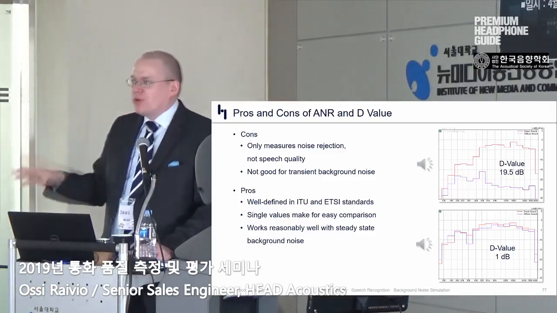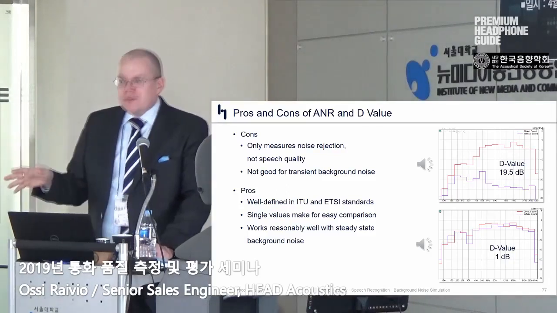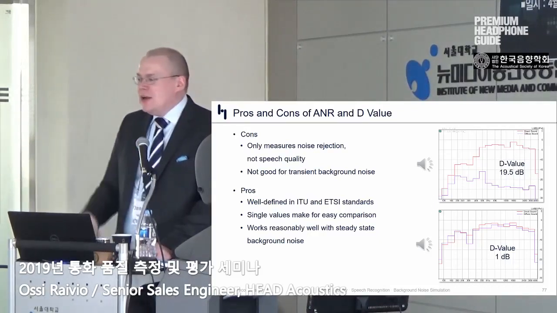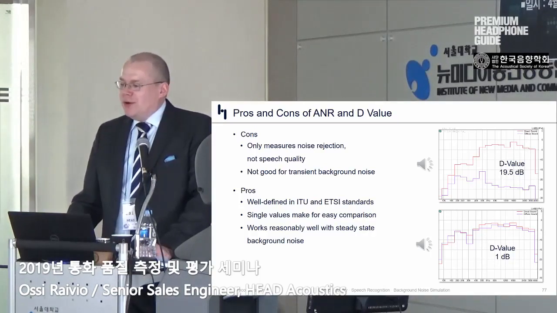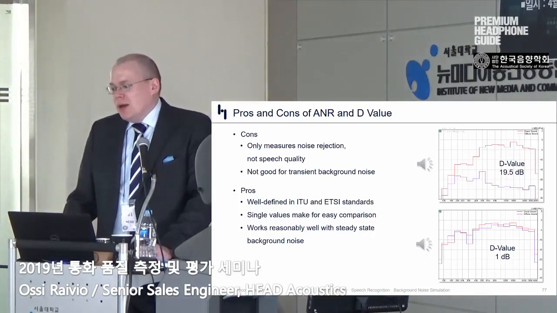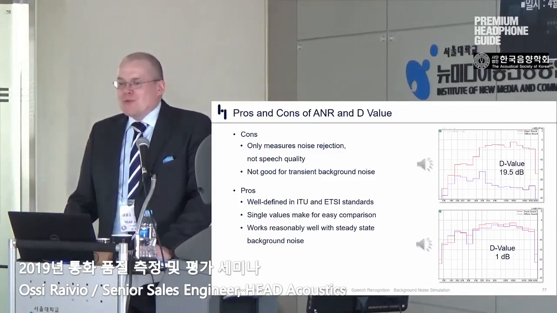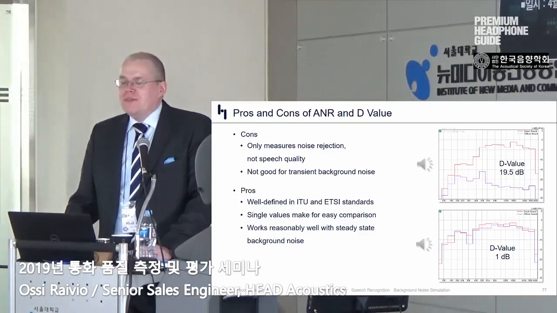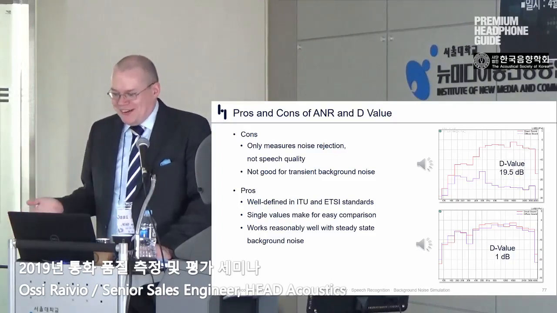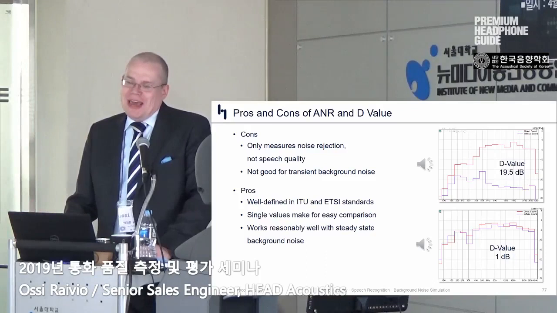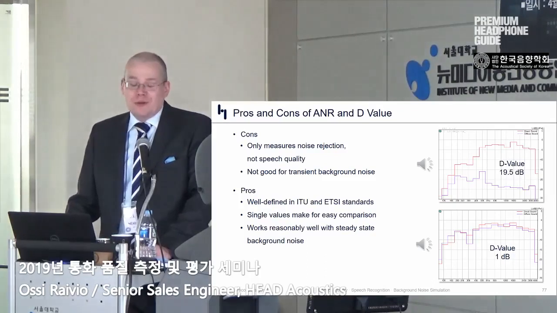I think it's still important to know how it works, to have an idea of the first approach to how to measure the noise cancellation. But like I said, with modern devices, it really doesn't provide any reliable results. All modern devices, even if they have, by modern standards, a crappy noise canceller, will still give you good ANR and D value values.